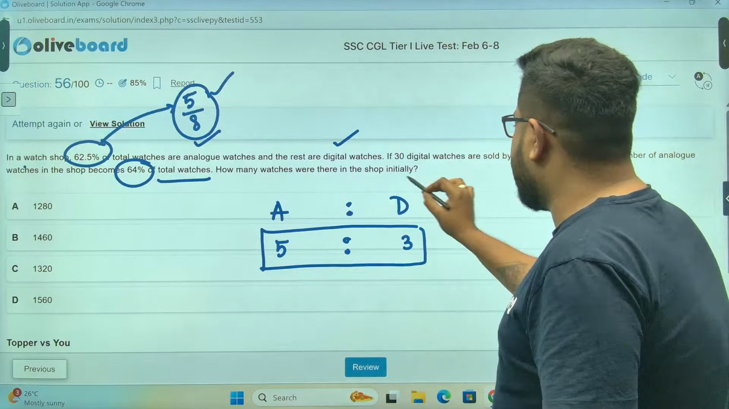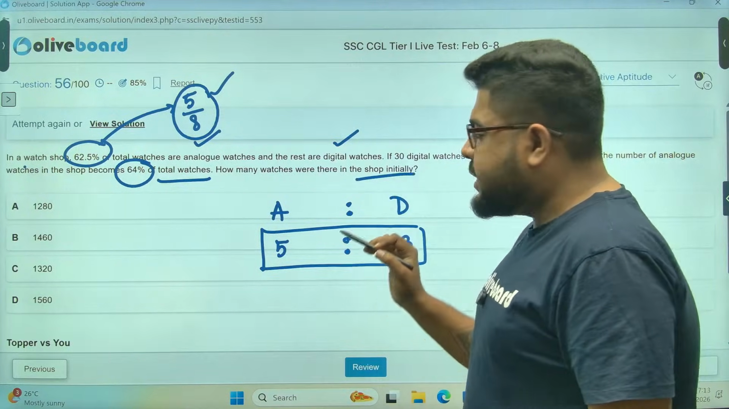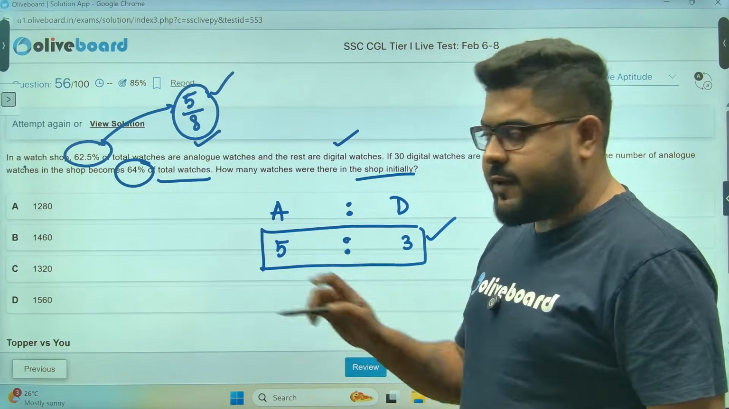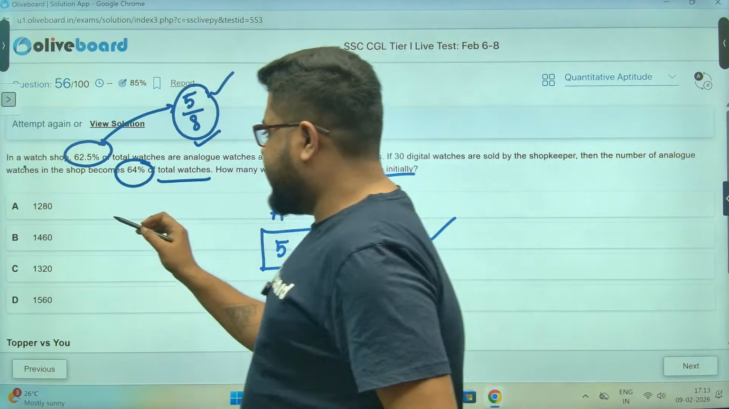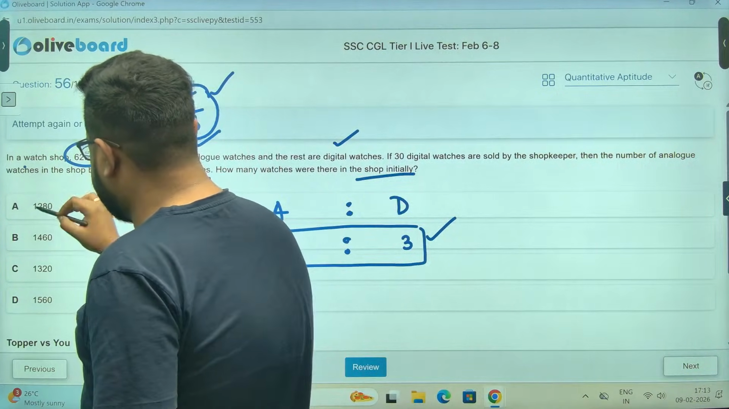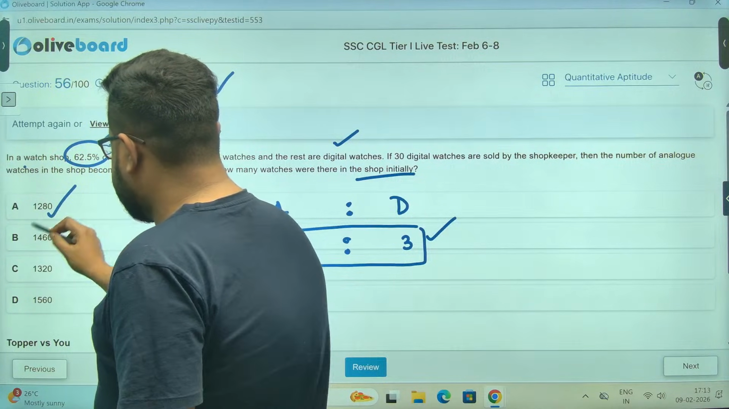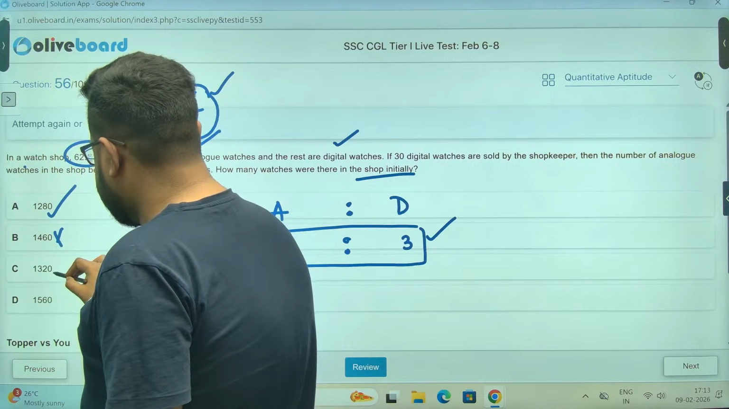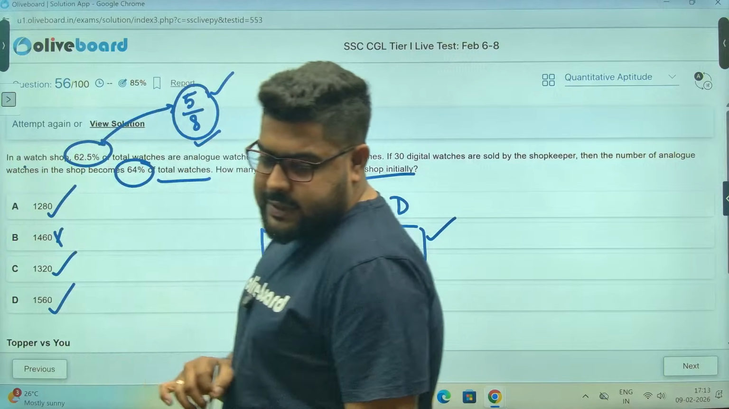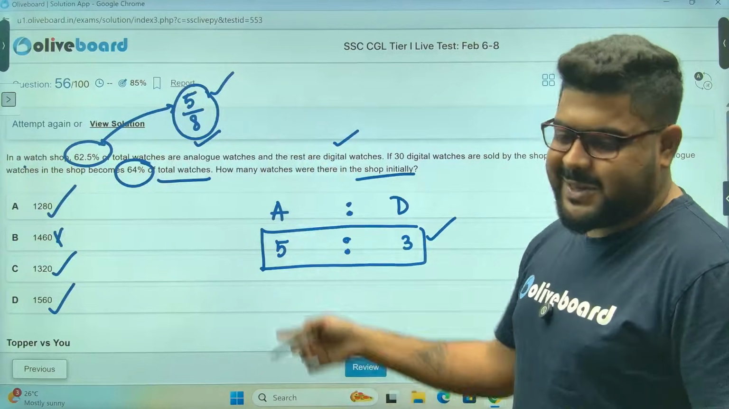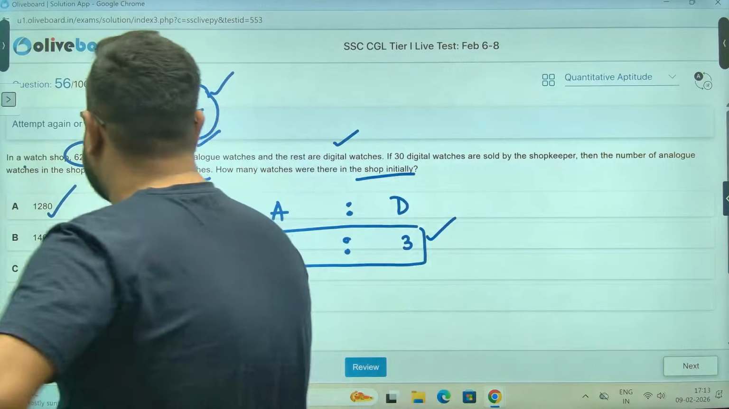So total number of watches initially they are asking. That has to be a multiple of 8. Can I say 5 plus 3? So 280, 280, 280, so it's a multiple of 8. This is not a multiple. This is a multiple. Sir, it's not working, 3 options are giving. So let's see.